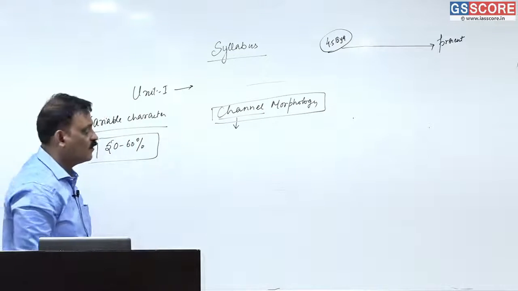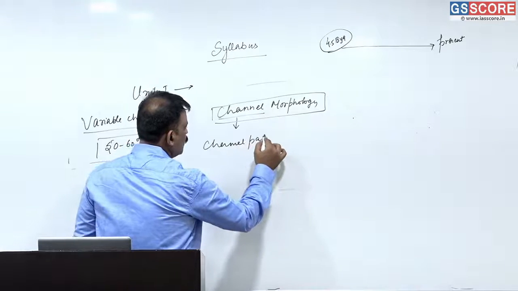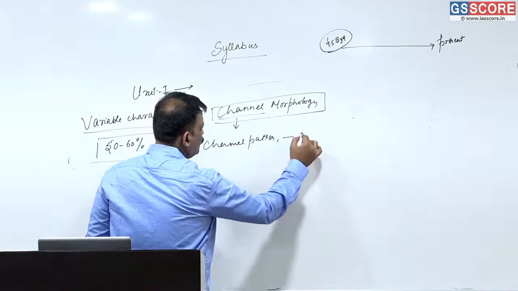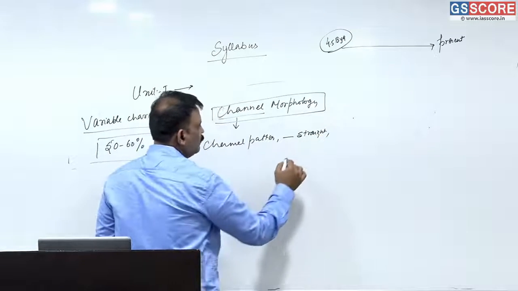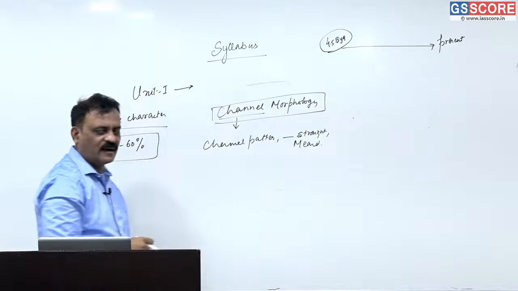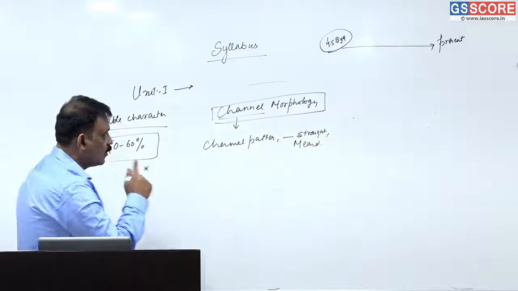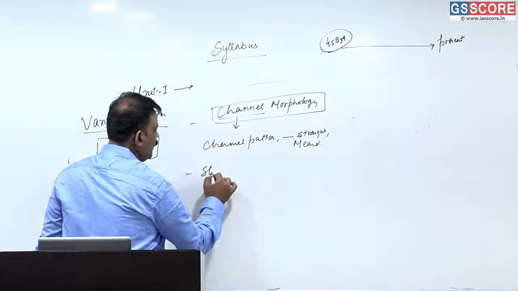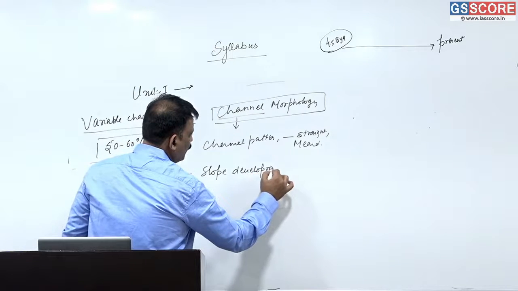Okay, so in channel morphology you are expected to study about the channel patterns, what are the different types of the patterns, for example straight patterns, okay, you are expected to study about the meandering patterns, and different types of the channel patterns that you are expected to study in this one. Another topic is about slope development.